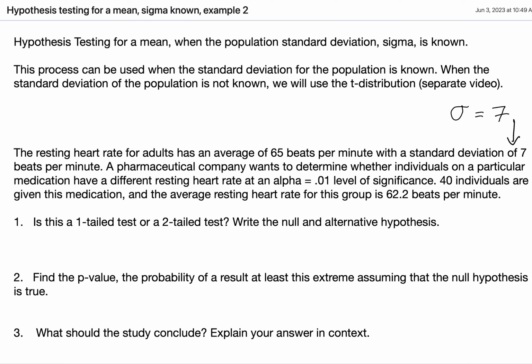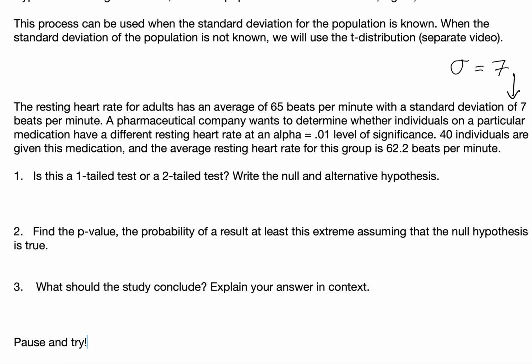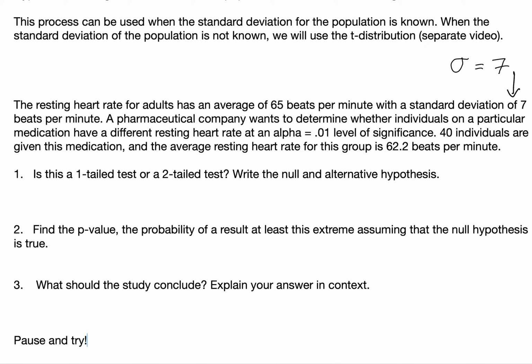First of all, you'll be answering these 3 questions. We did an example like this previously, so try to look at that to work through this. Is this a one-tailed test or a two-tailed test? Write the null and alternative hypothesis. Find the p-value, the probability of a result at least this extreme, assuming the null hypothesis is true. And what should the study conclude? Explain your answer in context. So pause and try this out. Take a moment, think about these, take out some paper, write stuff out, and we'll talk about it together in a moment.